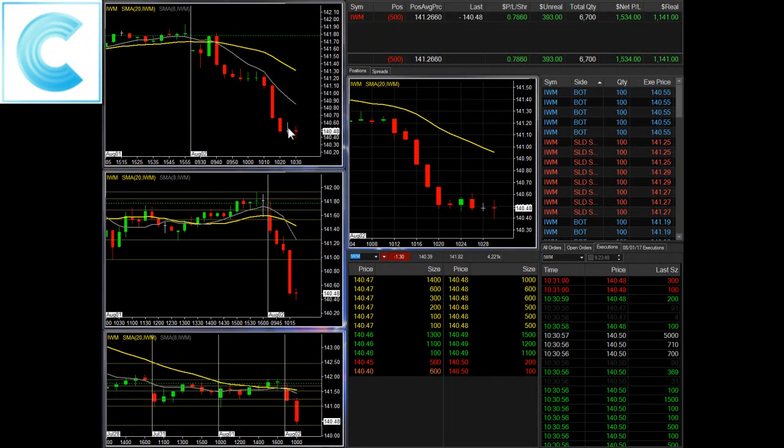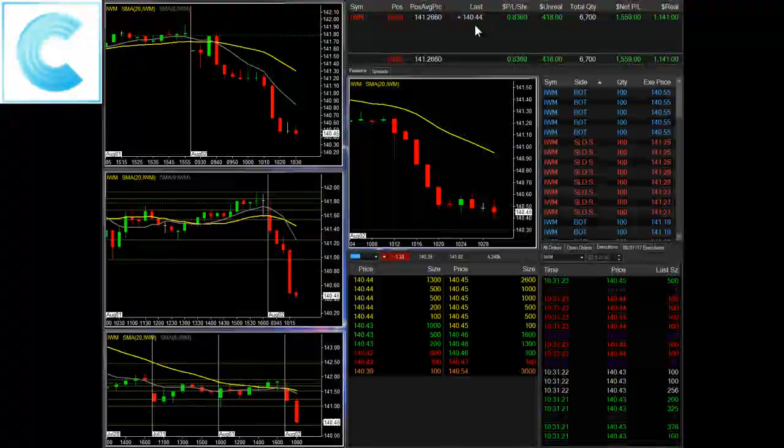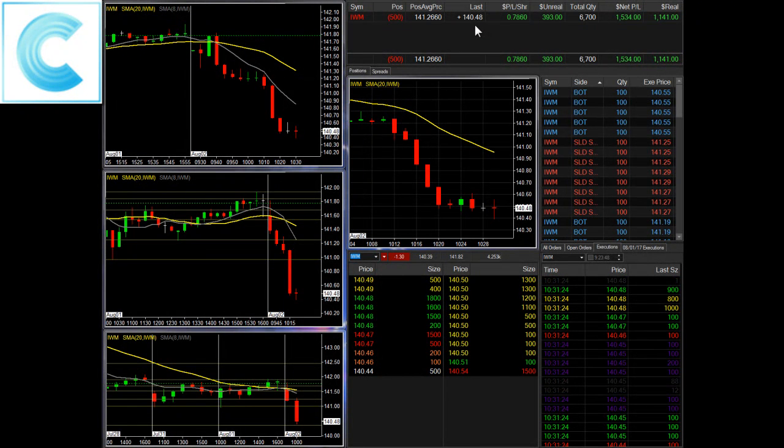Alrighty, so 5 minute chart. Upper tails, a little bit of a bottoming tail here. We'll have to evaluate this a little bit. We're clearly in a nice position. Average price is 141.26. Last price is 140.48. We're up almost 80 cents, between 75 and 80 cents so far on the trade. Unrealized profit is 388.